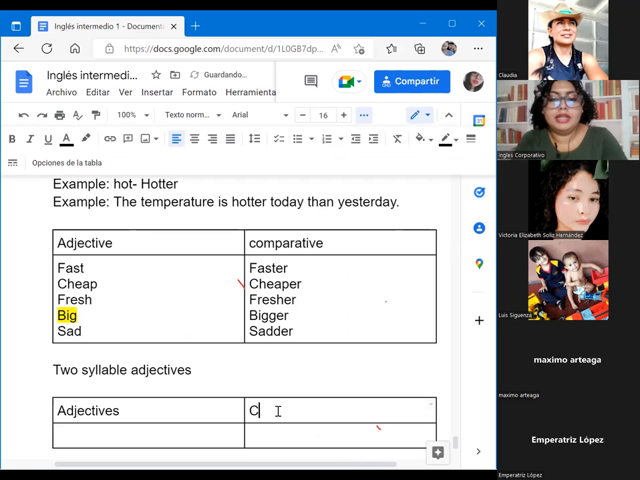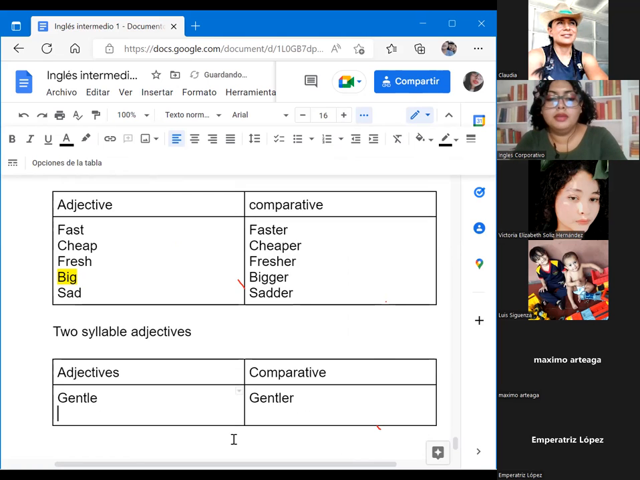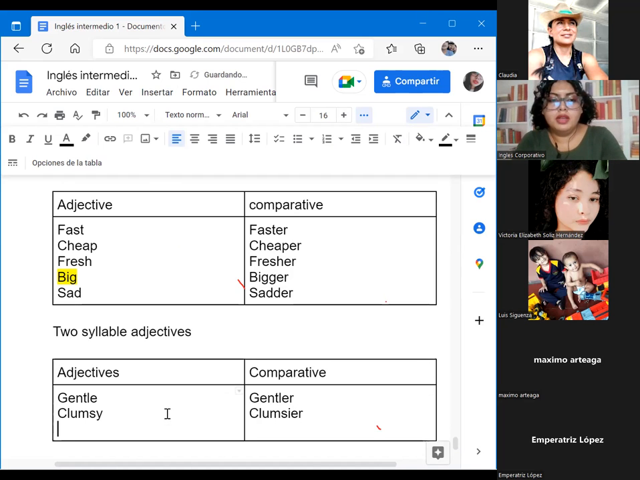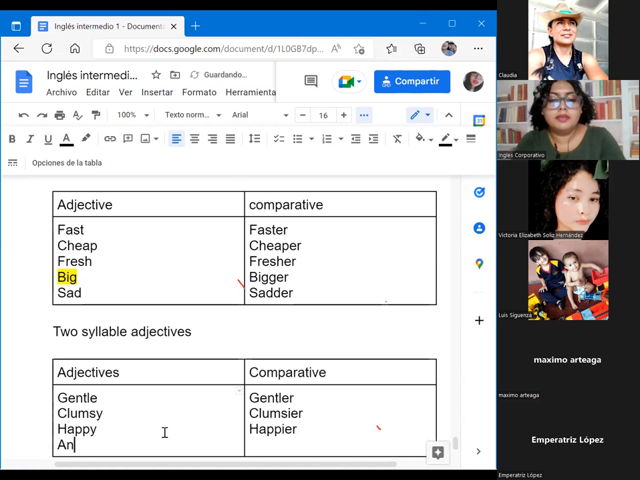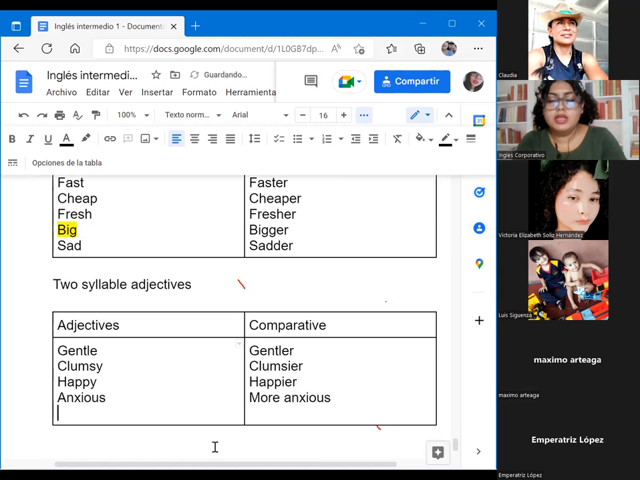We have adjectives and we have comparatives. For the adjective, we have gentle, and gentler. The second one, clumsy, clumsier. Then we have happy, happier. Aquí le estamos cambiando la Y y estamos agregando I. Anxious. And here we are using more: more anxious. And for the last one, polite. And we are going to use more polite.